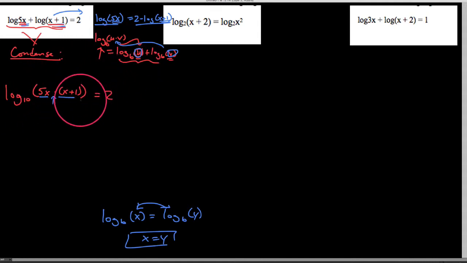So we have something here where we need to simplify a little bit, but what we can say with 100% accuracy is we can distribute this 5x through here, and so we get log base 10 of 5x squared plus 5x, and this is equal to 2.